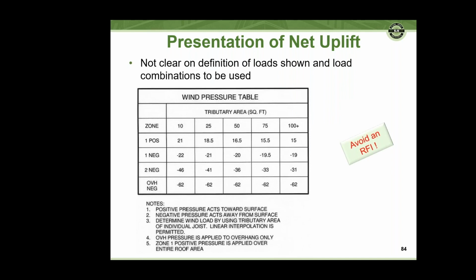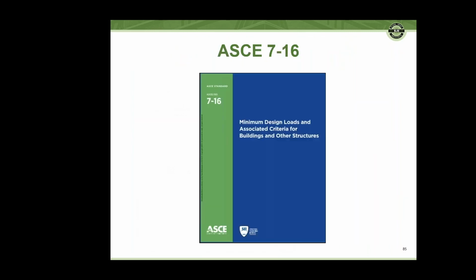And another example of where it would just lead to RFIs: we just have a wind pressure table, and note 1 says the positive acts down, and note 2 says the negative pressure acts away from the surface, but it's still not clear on exactly if that's net or gross and what to do from there. That would lead to RFIs.